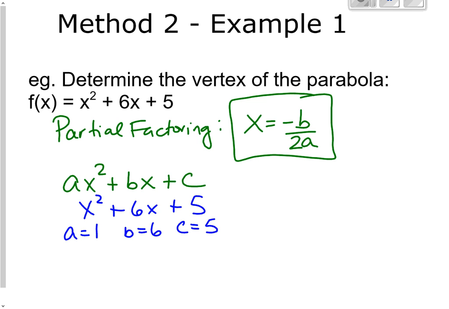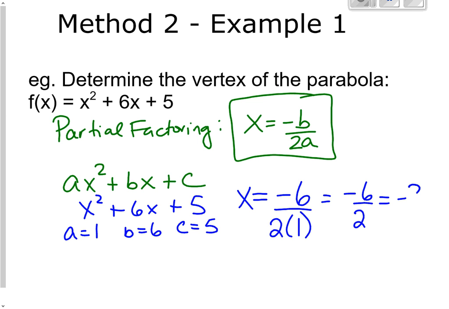So if I'm looking for the x-coordinate of my vertex, I'm going to take a negative b. It just means take whatever value you have for b, which in this case is 6, and change its sign. So it's going to be negative 6 all over 2 times a, and a is 1. So negative 6 divided by 2, which is negative 3. So the x-coordinate of my vertex is at negative 3.